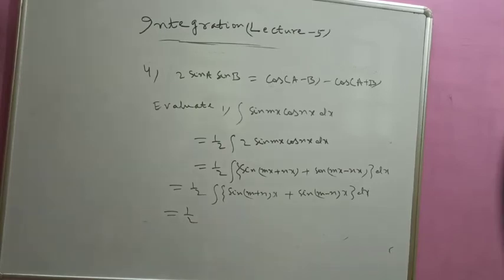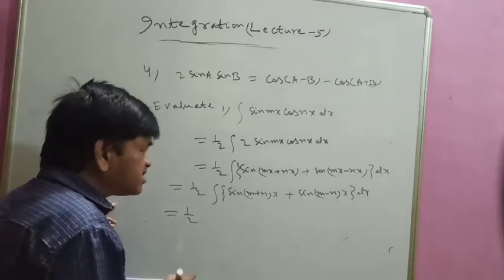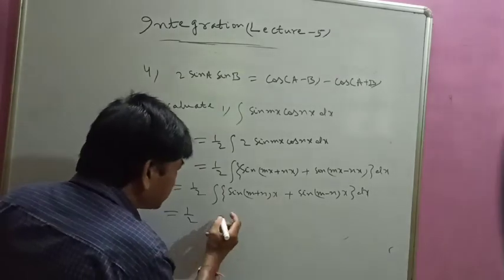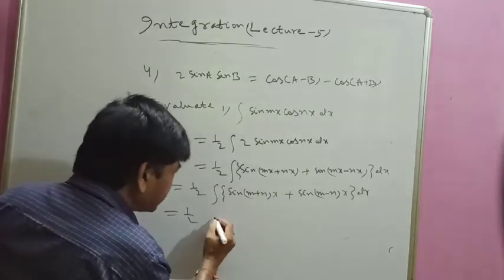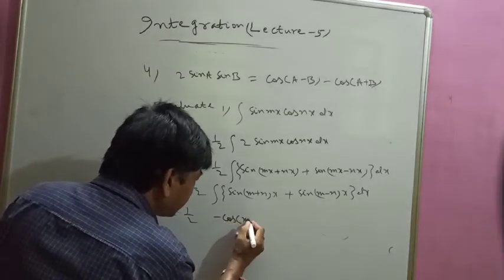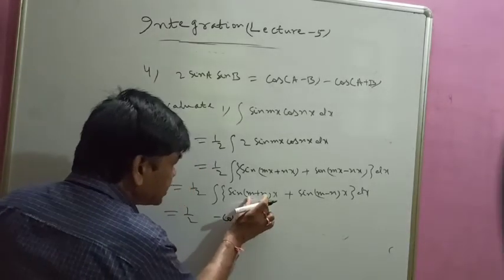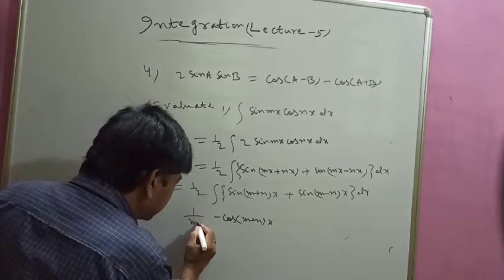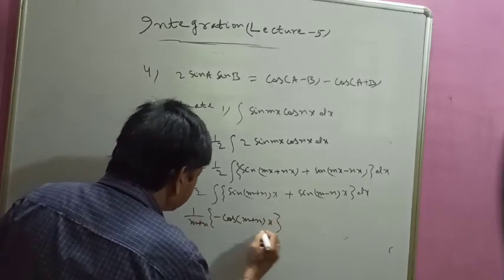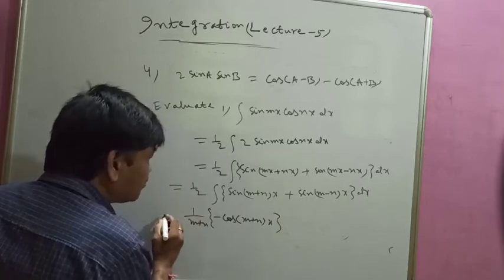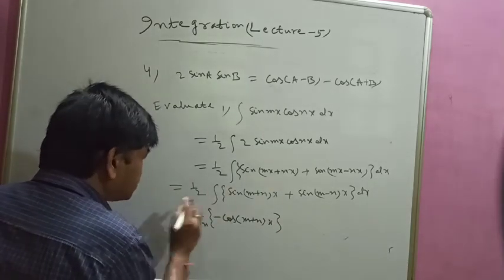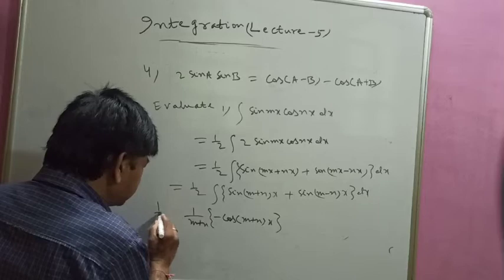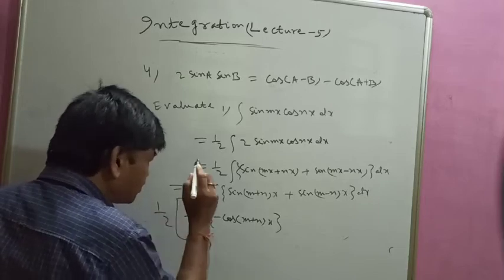Here, you know, integration of sin x is minus cos x. So integration of sin (m plus n) x is minus cos (m plus n) x, but with the extra item, 1 by the coefficient of x. Your coefficient of x is m plus n, so 1 by (m plus n) into this. Here is half, so half is multiplied to all of this, in a square bracket.